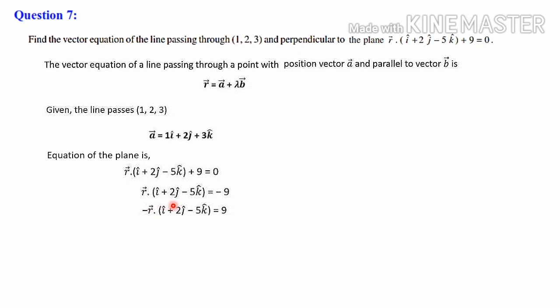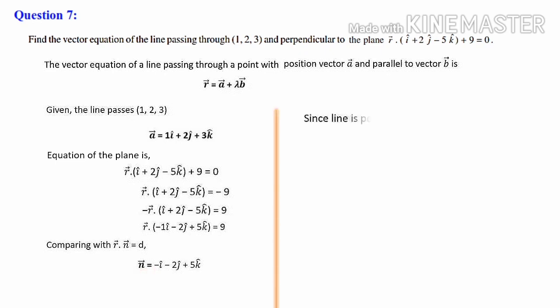And take this minus sign inside the bracket. That is vector r dot (minus 1 i cap minus 2j cap plus 5k cap) is equal to 9. This minus we have multiplied inside. Now it is in the form r dot n is equal to d. Comparing it with r dot n is equal to d, we can write the n vector is equal to minus i cap minus 2j cap plus 5k cap. This n vector is the normal vector, or a normal to the plane.